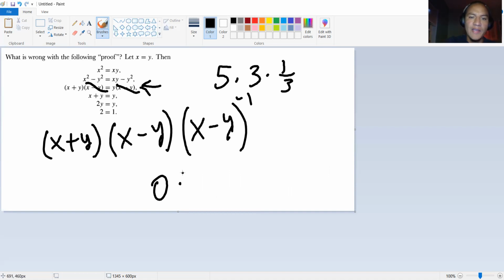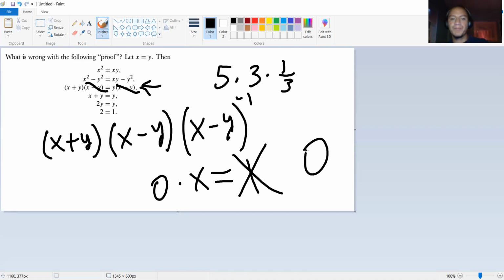0 multiplied by its inverse, whatever that may be, that'll give you 1. But that's impossible. You can't multiply anything by 0 to give you 1. 0 doesn't have an inverse. You multiply 0 by anything, and it should actually give you 0. That's the thing.